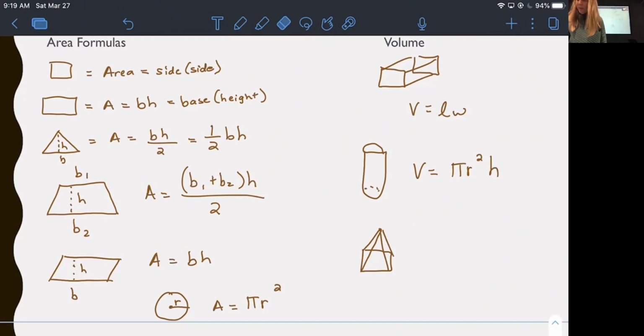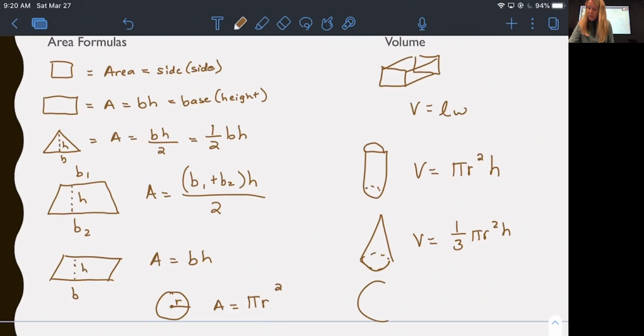Probably pyramids won't show up because they have different bases. Let's do a cone. The volume of a cone is 1/3 pi r squared h. So it's a third of the cylinder formula. And then if you have a sphere, the volume of a sphere is 4/3 pi r cubed.